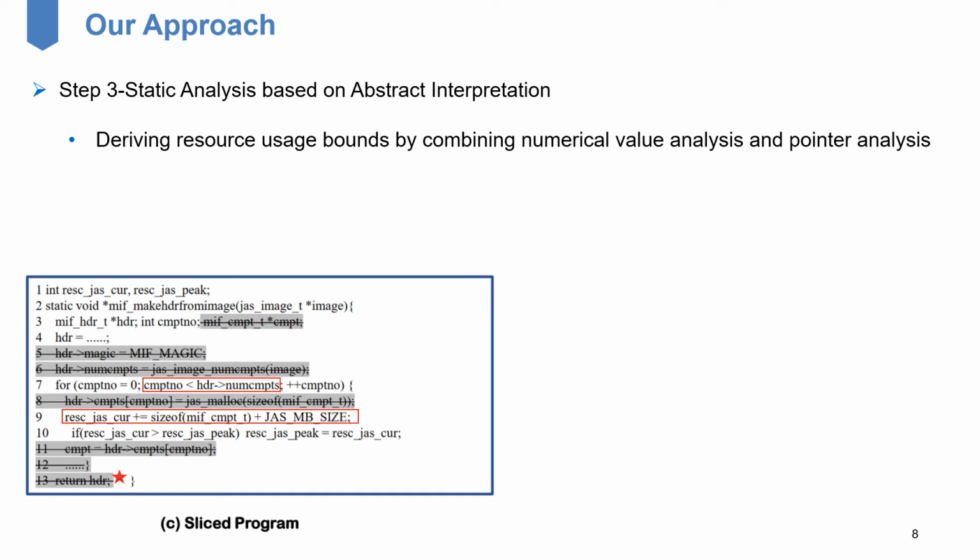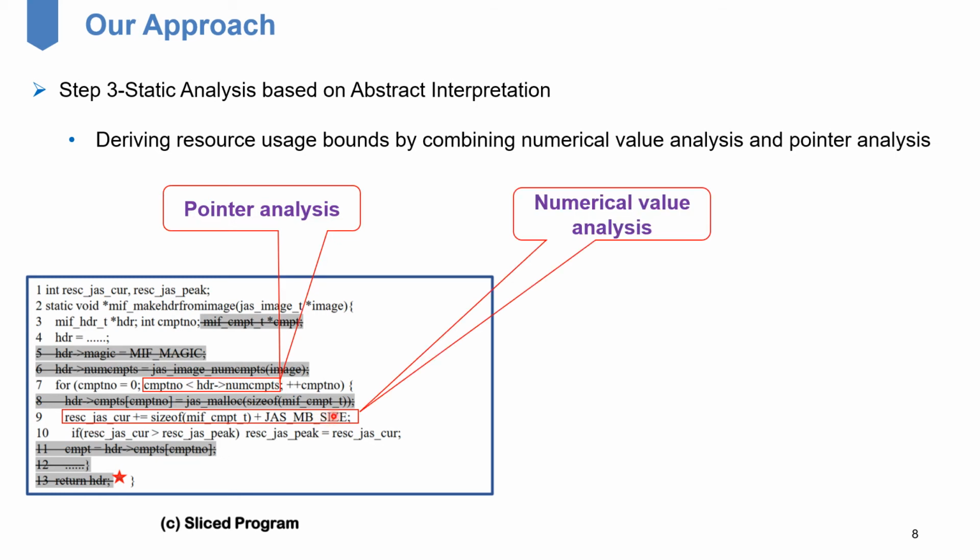Step 3, static analysis based on abstract interpretation. We use static analysis techniques to analyze the sliced program. The main idea is to conduct resource-bound analysis by combining numerical value analysis and pointer analysis under the unified framework of abstract interpretation. We use numerical value analysis to infer numerical relations among variables, and we use pointer analysis based on the points-to abstract domain to deal with resource manipulating functions involving pointers. In our example, this one should use pointer analysis, and this one should use numerical value analysis.